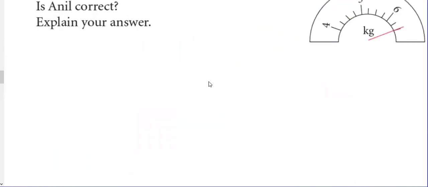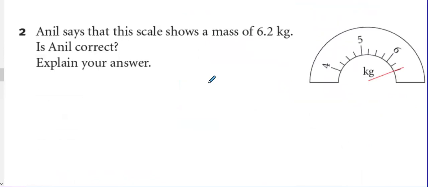Right, there we go. We have question number 2. Anil says that this scale shows a mass of 6.2. Is Anil correct? Explain your answer. Okay, so there we go. This reading here is what Anil says, that is 6.2. Now, is Anil correct? Explain your answer.